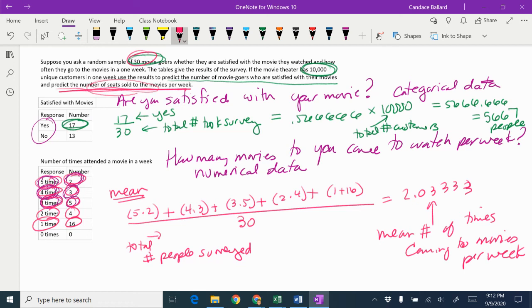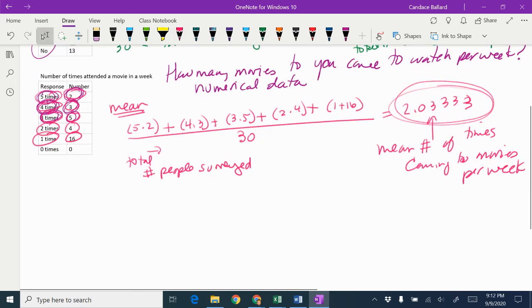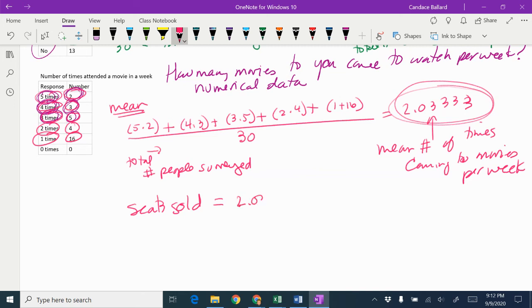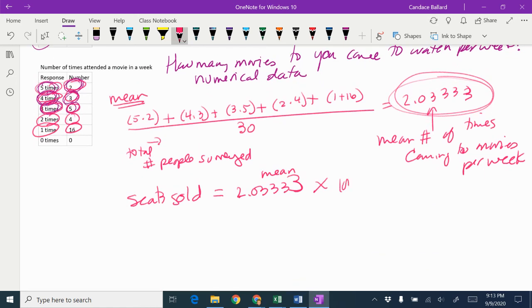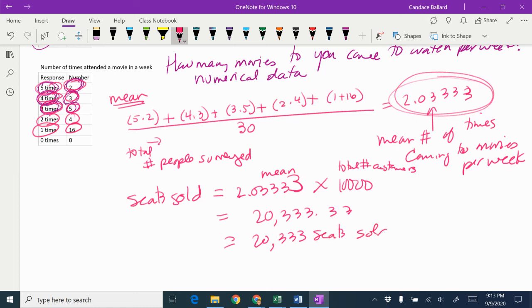I want the total number of seats sold. So if I have 10,000 people that are coming an average of this many times a week, how many seats are actually being sold? To get the number of seats sold, I am going to take the mean, the 2.03333. So this is my mean. And I'm going to multiply that by the total number of customers, so 10,000. When I do that, I get 20,333.3333. And again, we can't sell part of a seat, so it'd be 20,333 seats sold. Now that you've watched the video, go ahead and answer the questions in the warm-up.